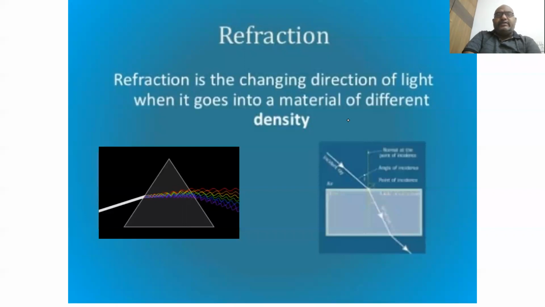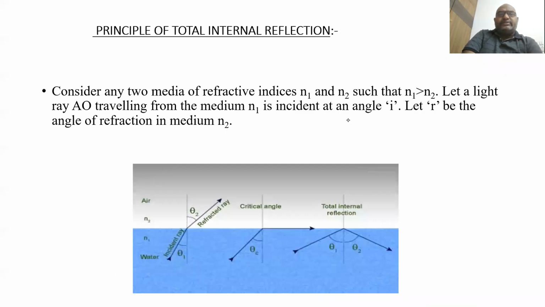Refraction is the change in direction of light when it goes into a material of different density. Total internal reflection works on the principle of refraction. So, the principle of total internal reflection: from the diagram, the air medium is N2 and the water medium is N1. There is a critical angle and total internal reflection. Let us consider any two media of refractive indices N1 and N2 such that the refractive index of the water medium is greater than the air medium. That means core is greater than cladding.